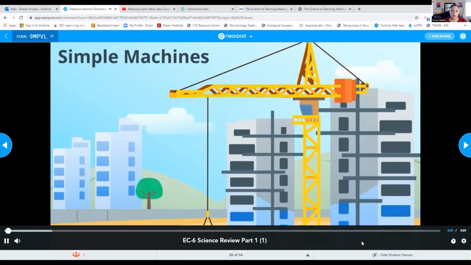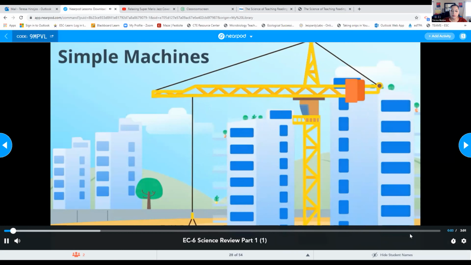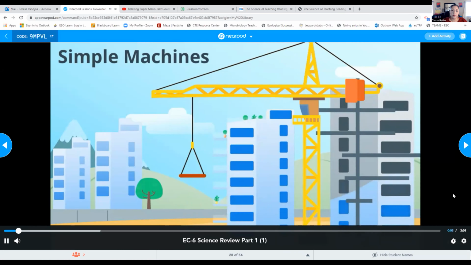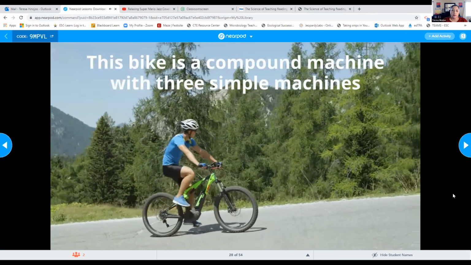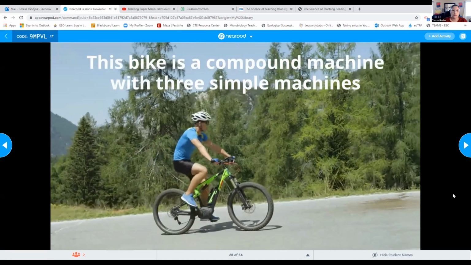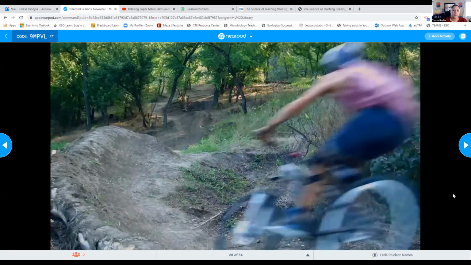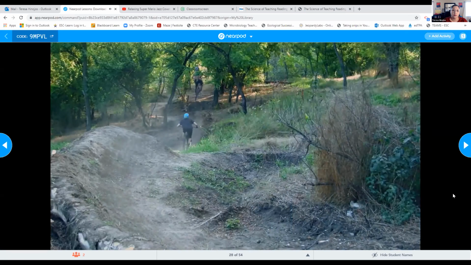Work is the amount of energy required to move an object. The further you move it, the more work is required. Simple machines allow you to do the same work with less effort. Simple machines are all around you. These bikes incorporate 3 simple machines.